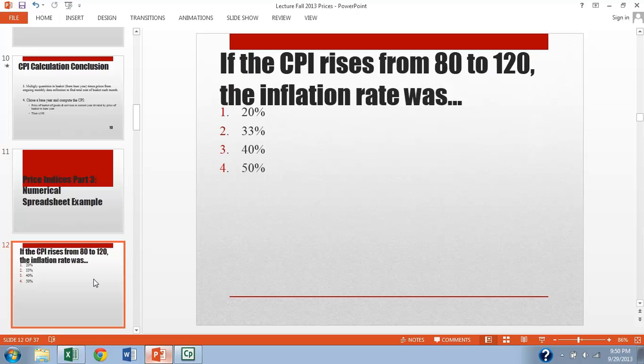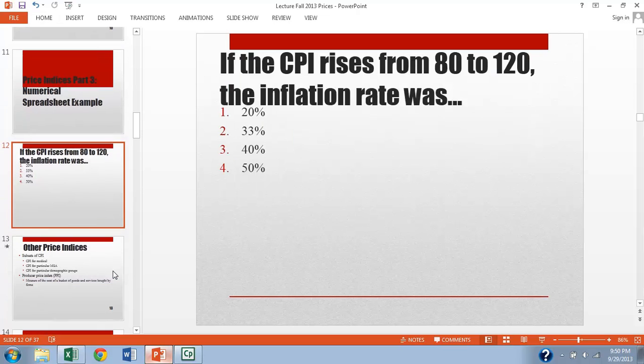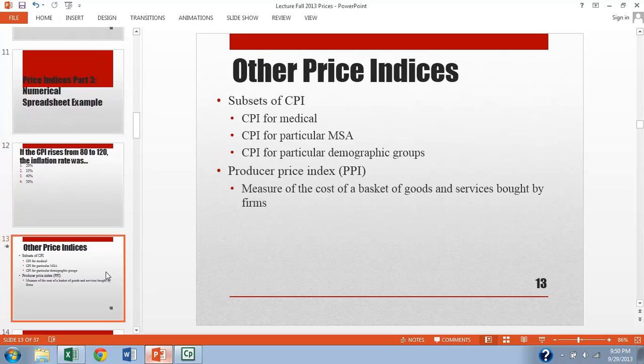So, as a follow-up from that, you should be able to look at changes in the CPI and figure out what the inflation rate is. And then a couple of last things before I go through here. We can split the CPI into different subsets. In particular, we could look at it for particular goods. We could look for particular geographic areas, or particular metropolitan statistical areas.